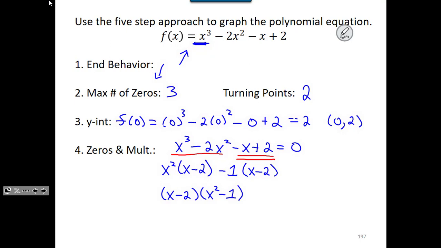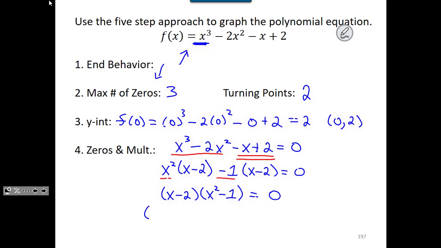I take out the one that they have in common, which is the x minus 2, and then I write down what's sitting on the outside of those parentheses. I put those together as x squared minus 1. And don't forget, we're still setting this equal to 0 because we're solving for x.